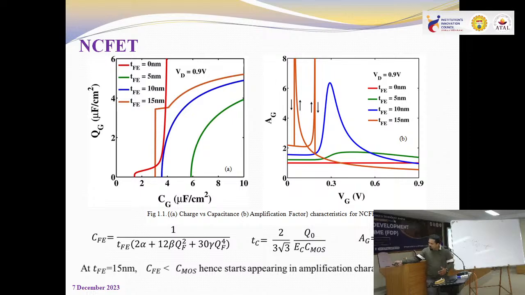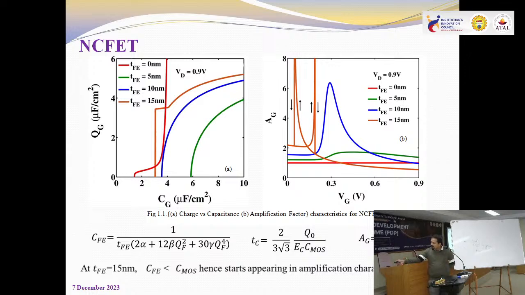The interesting thing to note over here is that CFE is inversely proportional to TFE. That happens in a dielectric also. In a dielectric, what is the capacitance? C equals epsilon A by D, where D is the distance separating the two plates. So here it's an inverse function of TFE. The more the thickness, the less the capacitance; the less the thickness, the more the capacitance. Now, if I increase TFE, CFE should go down.